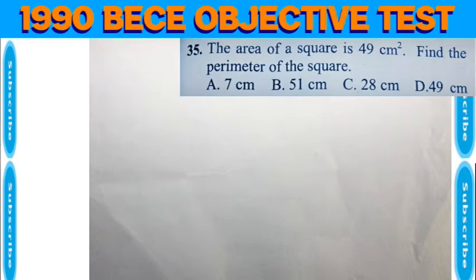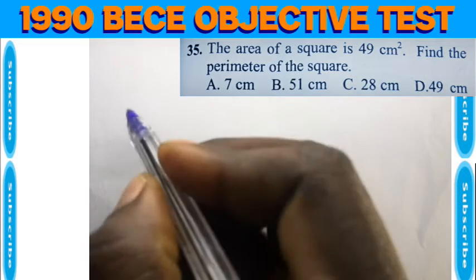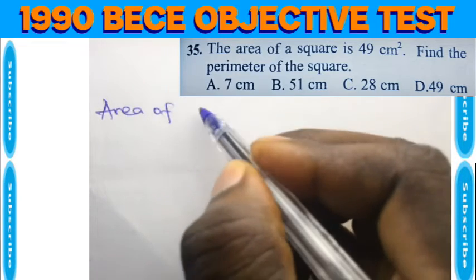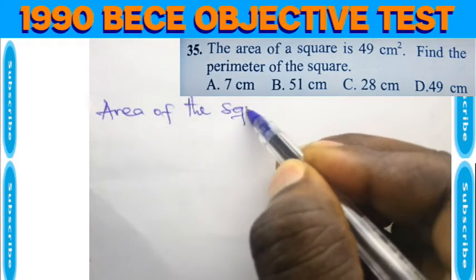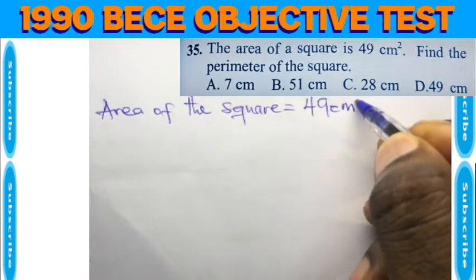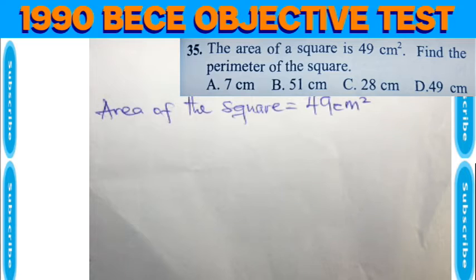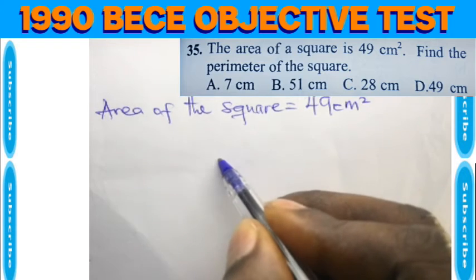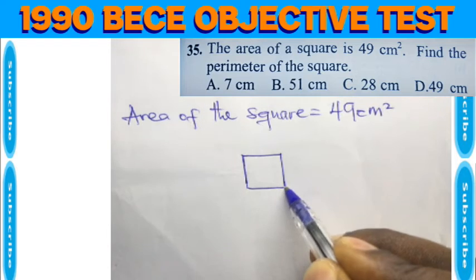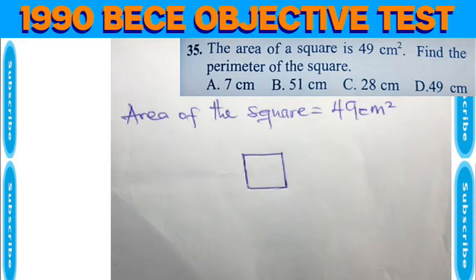So with question 35, the question is displayed on the screen. The question says the area of a square is 49 cm squared. Let's put that particular one down. Area of the square is 49 cm squared. Find the perimeter of the square. So let me draw a square over here and use it for my explanation.